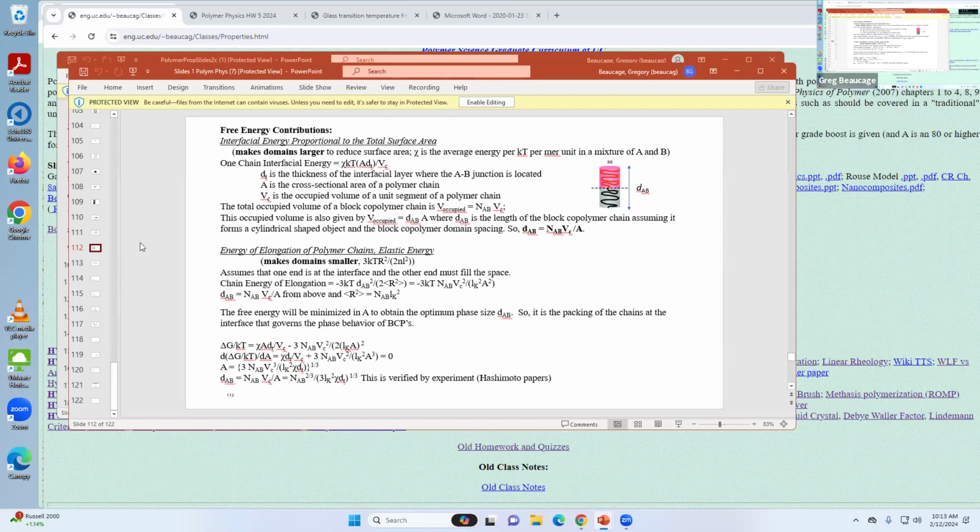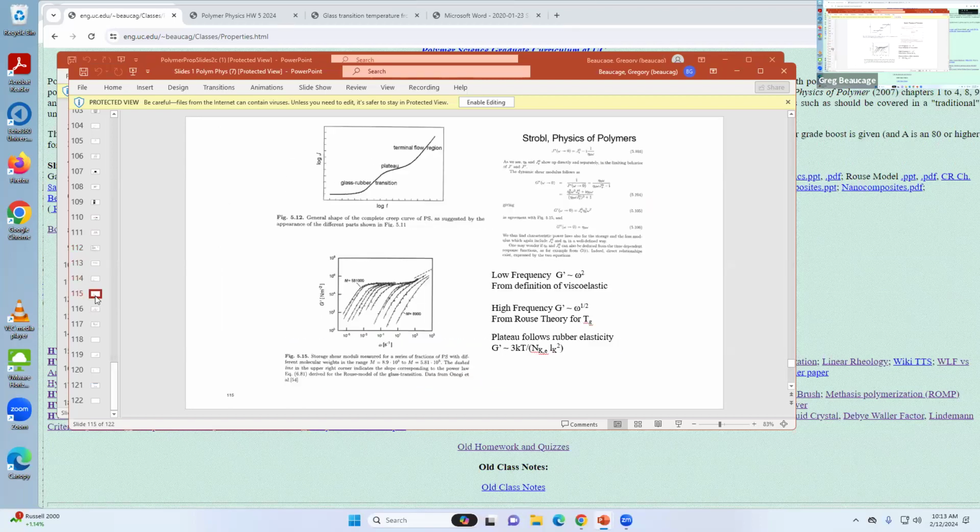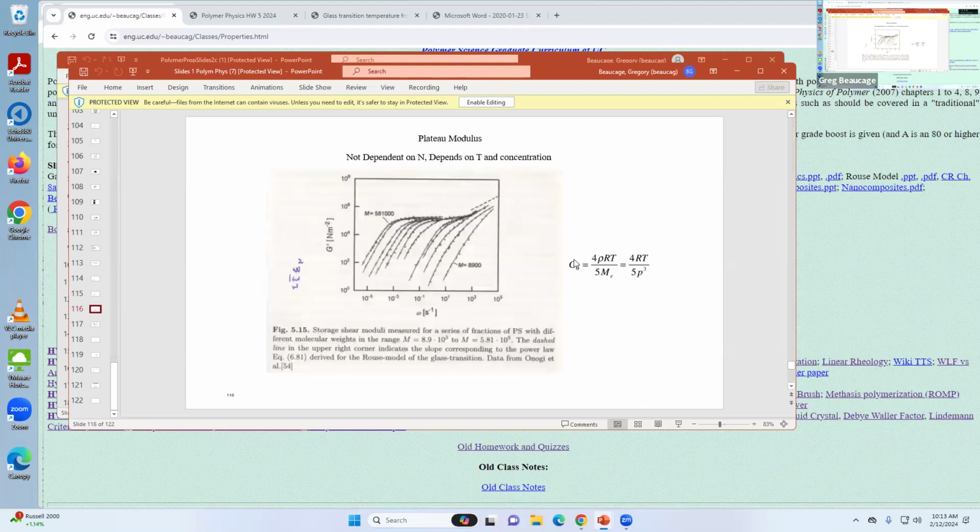Then Witten, after he did that and got these numbers, realized that the packing length was a number that could have some importance. The importance they came up with is that the modulus goes with the packing length to the -3 power. And that's on slide 116, so it's slides 110 to 116.